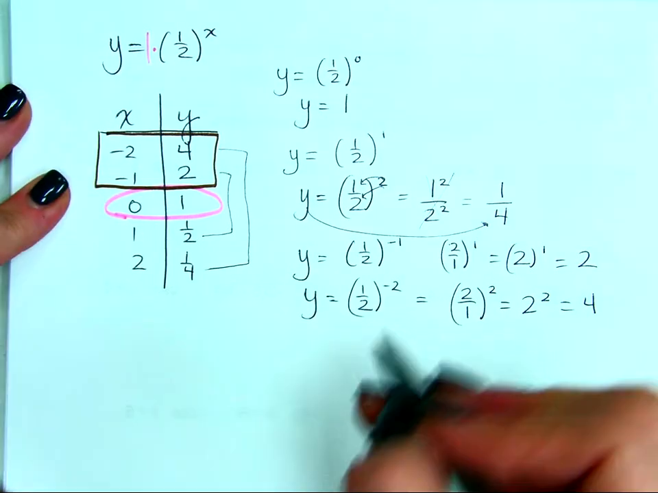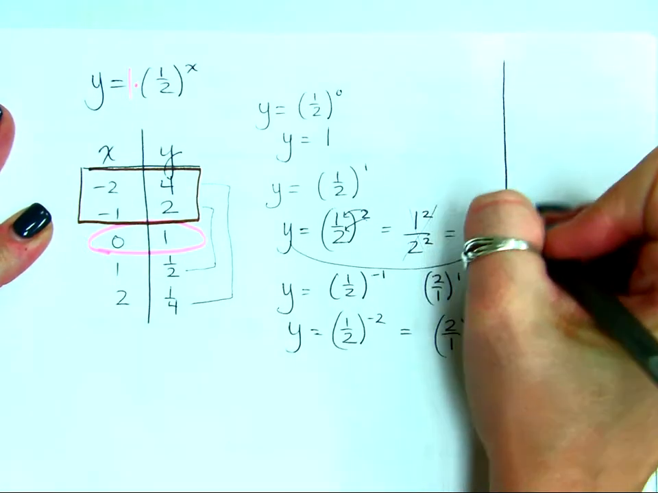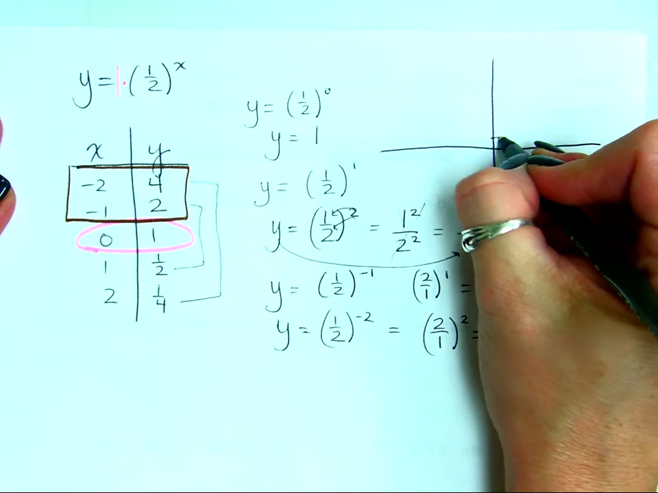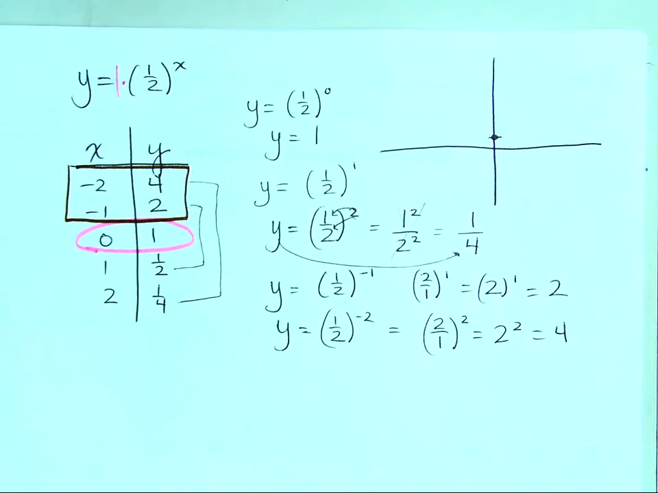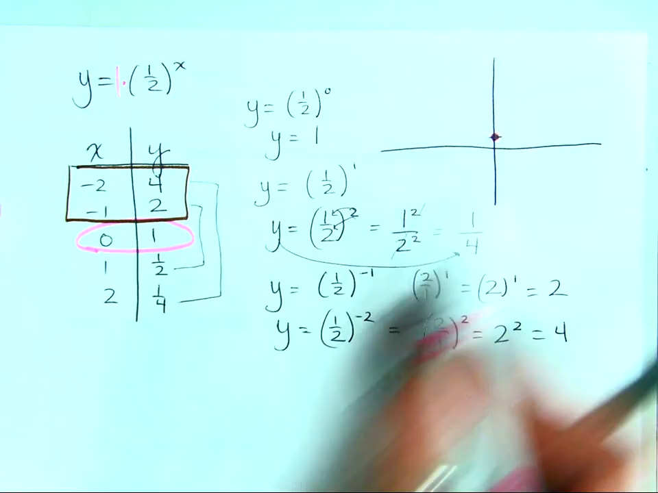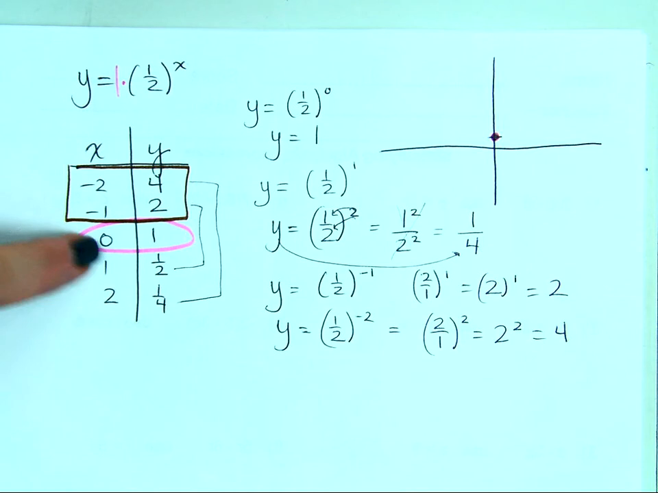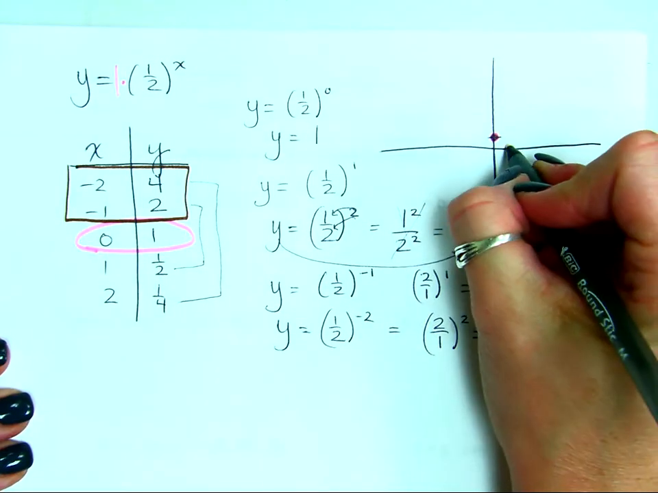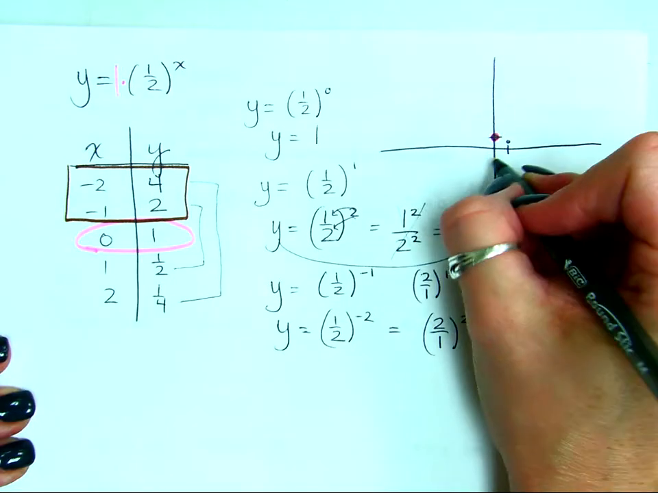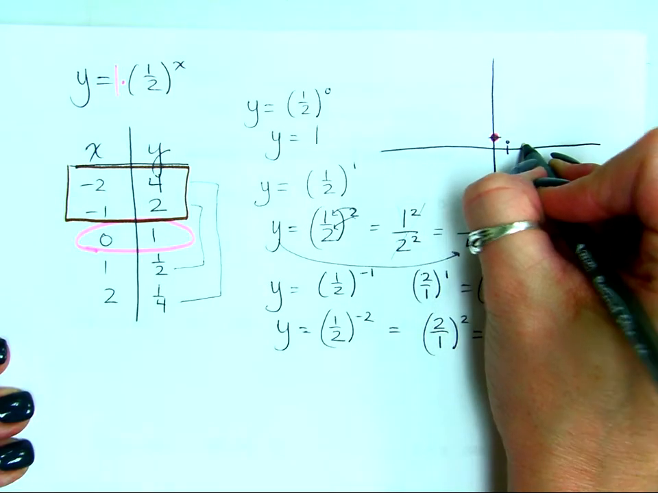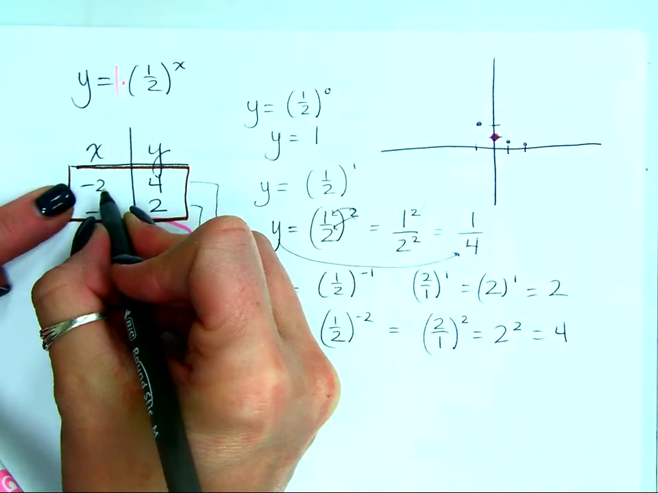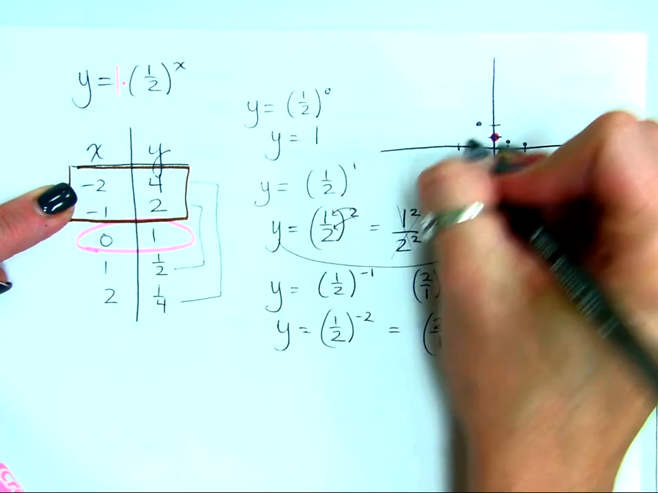The most important thing is I don't really care how it worked because we got the 5 points we need, and now we just need to graph them. So (0, 1) is right here, and I have that in pink, I have this in pink, and now this is in pink to show you the connection. That number is the y-intercept every time. Now look, I have (1, 1/2) and (2, 1/4). And then (-1, 2) and (-2, 4).